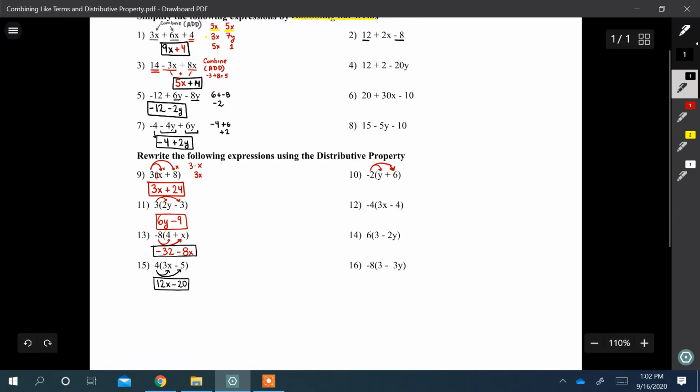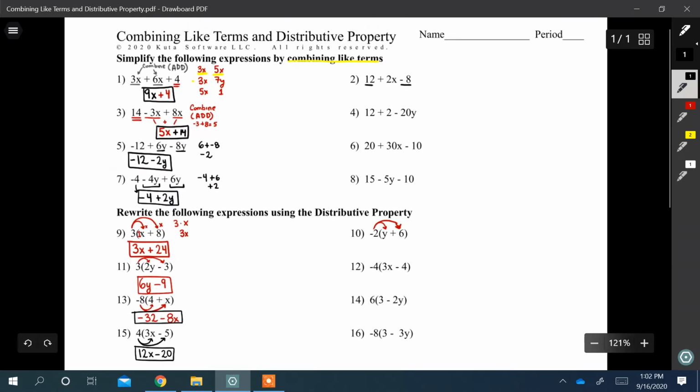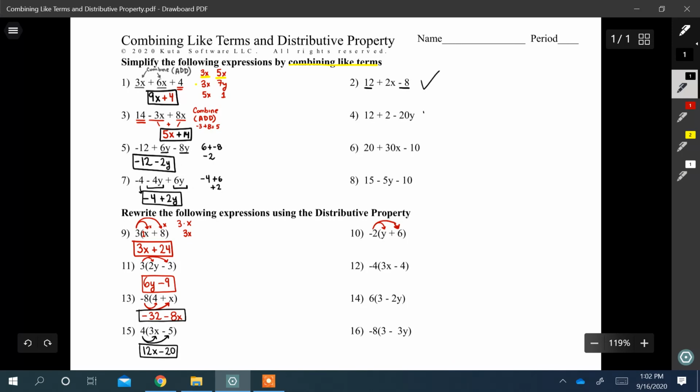Alright guys, so there it is. I did half of the problems for you. Your job is to finish 2, 4, 6, 8, 10, 12, 14, and 16. So just 8 problems. If you turn those in like that, you only get 50%. So you want to get 100% on this. So make sure you do all those problems for me.